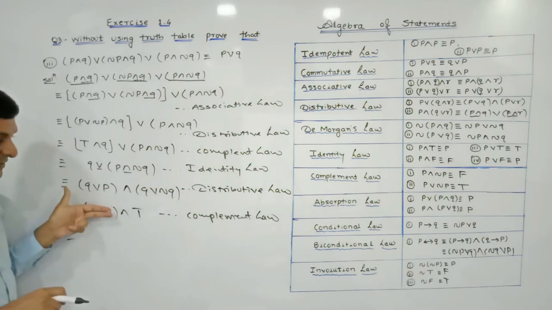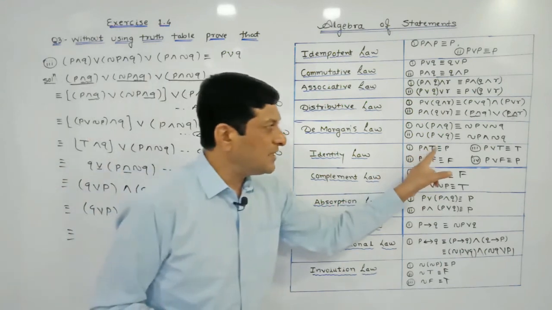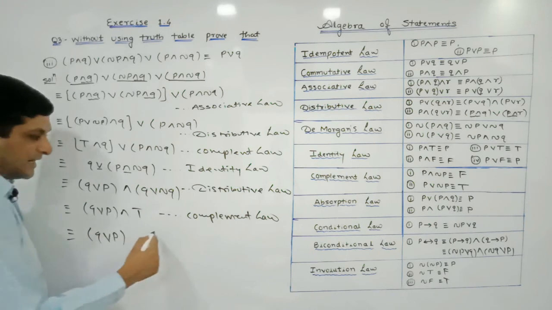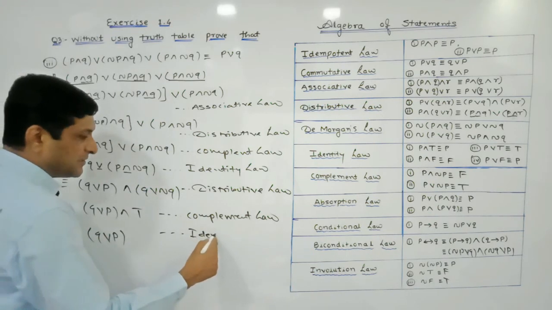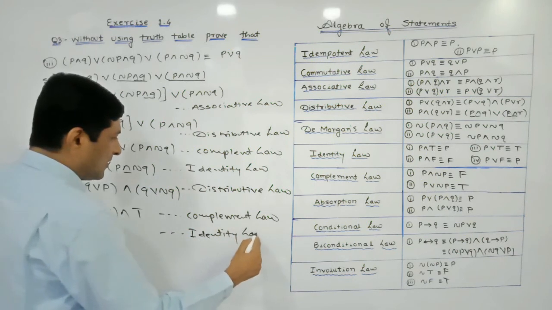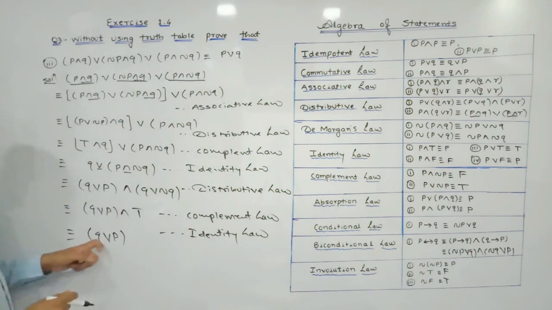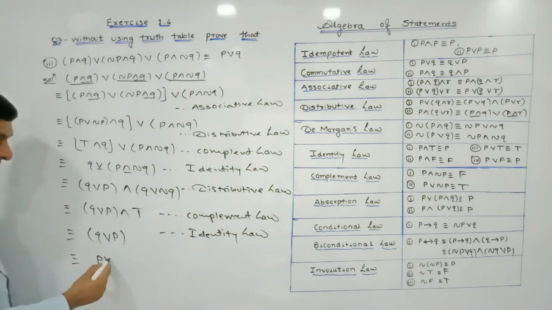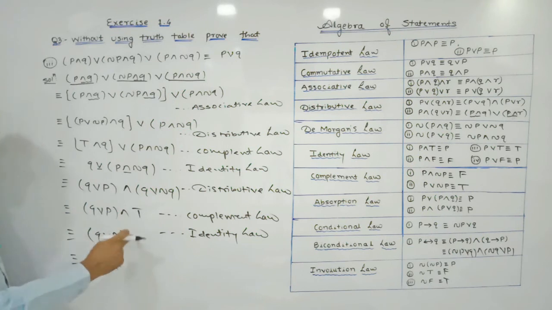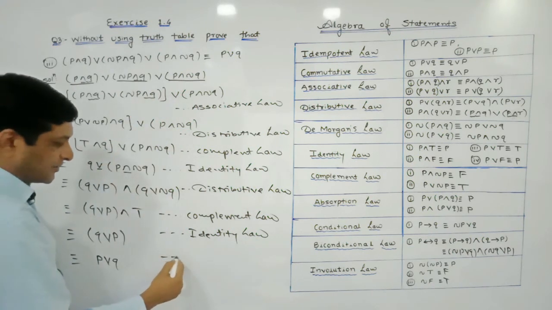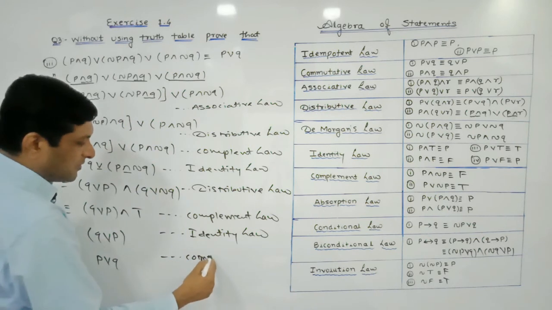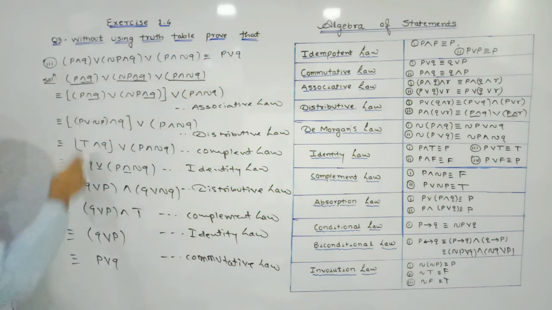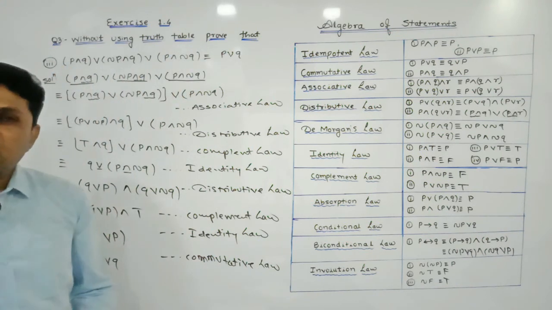Consider this whole bracket as P. P and T. What is the value of P and T? It's P. P means what here? Q or P, and this result we have got by applying the identity property, or identity law. So it is equivalent to Q or P, but our result is what? P or Q. So we are interchanging these two letters, applying the commutative property, because P or Q can be written as Q or P according to the commutative law. And in this way we have shown that these two statements are equivalent without constructing the truth table.